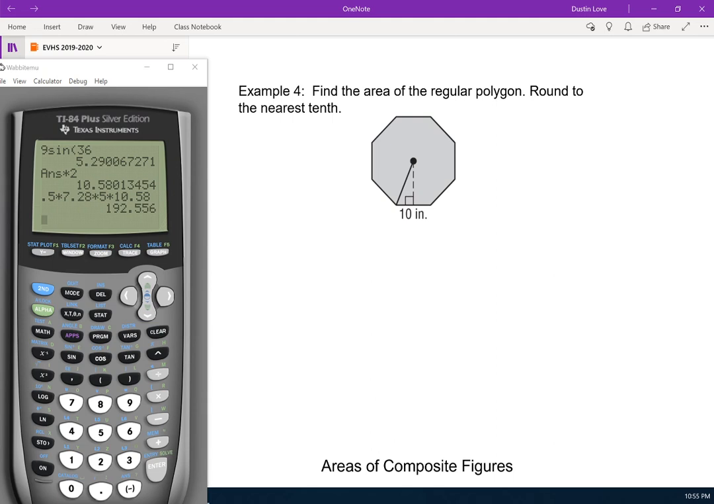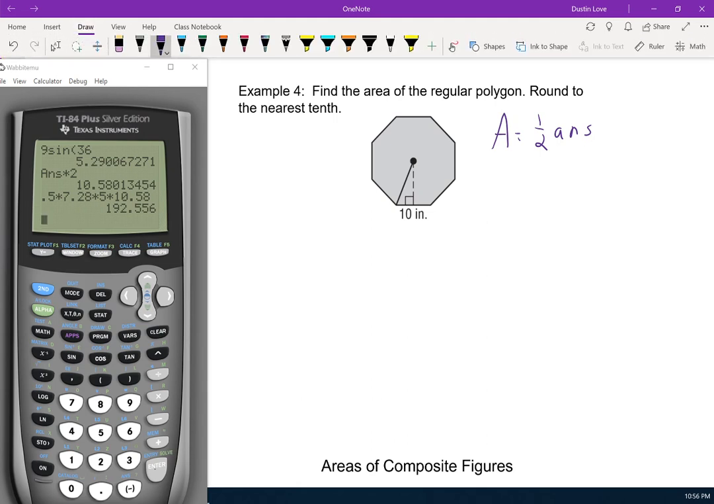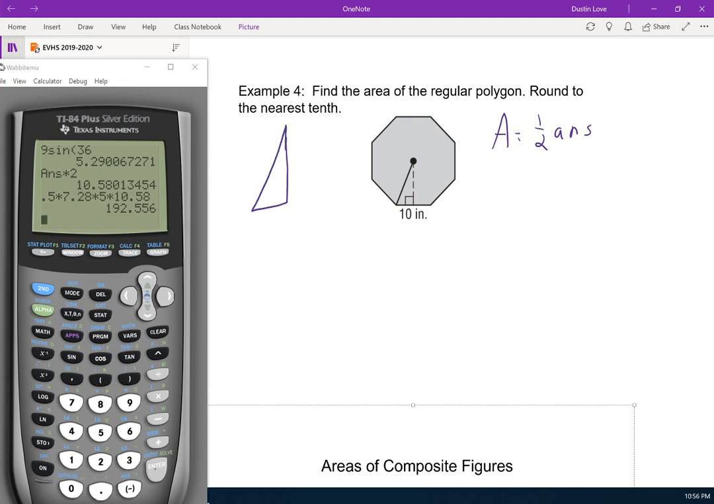All right, example 4, find the area of this regular polygon. Now this one gives me the side length is 10. So since I have the side length, I believe I'm going to go ahead and use 1/2 times A times N times S. Now let's see if we can figure out how long the apothem is. If the whole side length is 10, then this small piece here is 5. So I'm going to put my 5 in for my small triangle.